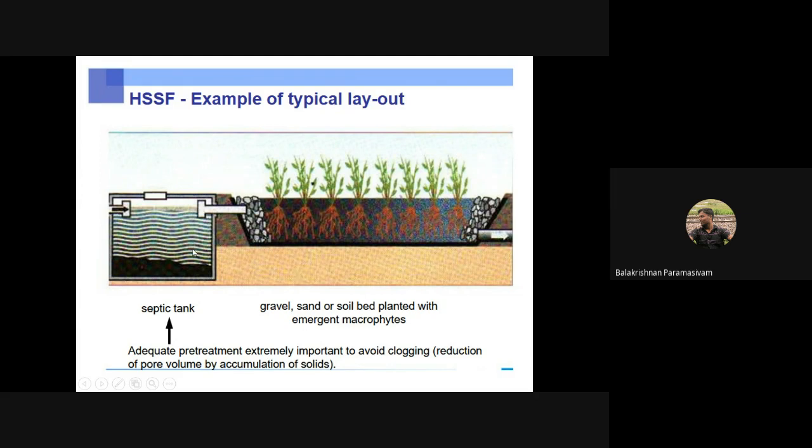Generally, a constructed wetland is not suggested for direct wastewater treatment. That means do not use it to treat direct sewage; that is not a suggestion. If we pre-treat, we will get high quality effluent. Sometimes if we provide direct effluent, clogging may happen and very high foul smells will be generated.